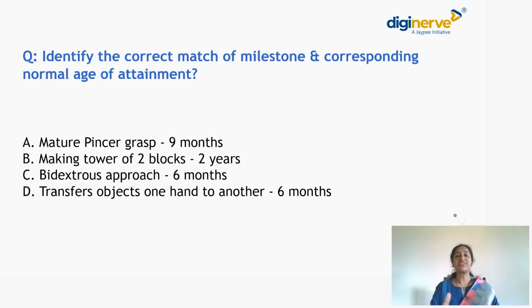D, transfers objects from one hand to another hand, 6 months. This is absolutely correct. The child has approached it bidextrously and now is learning to transfer from one hand to the other by 6 months. So by 4 months he has held it.